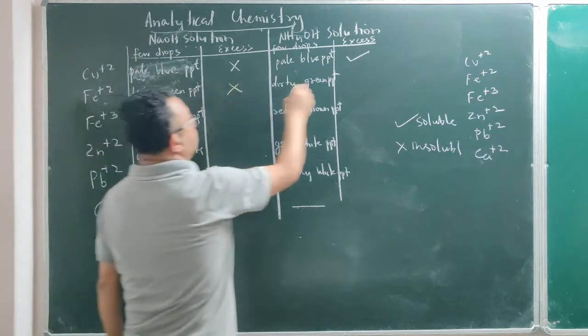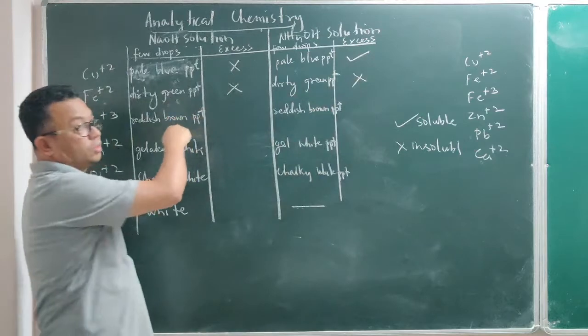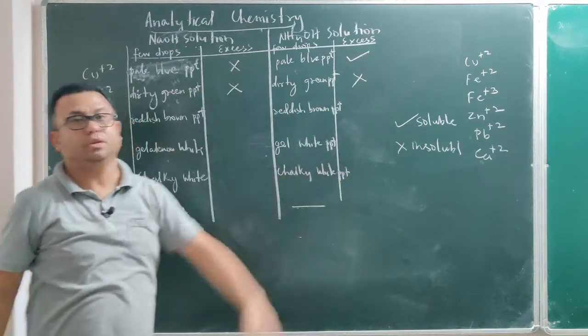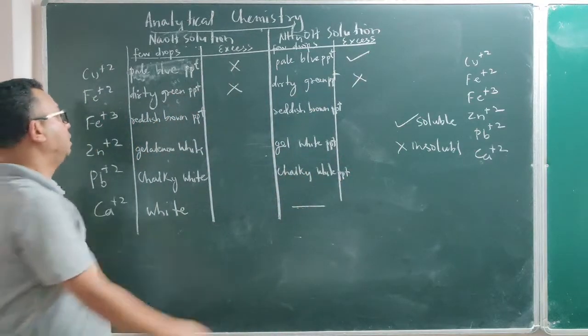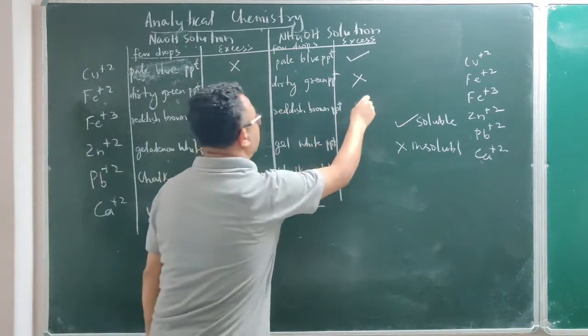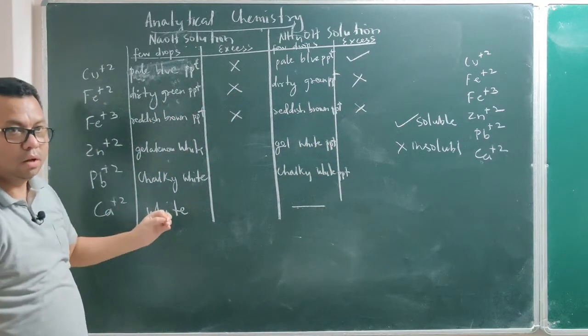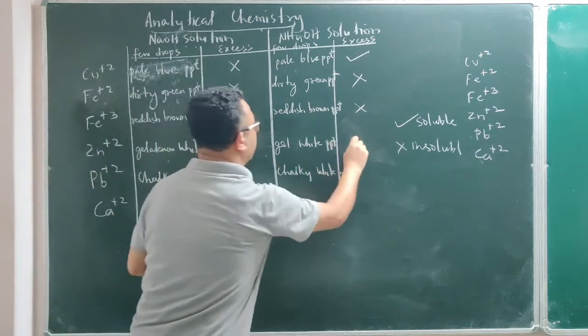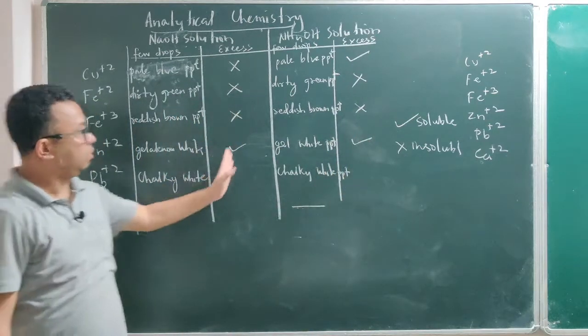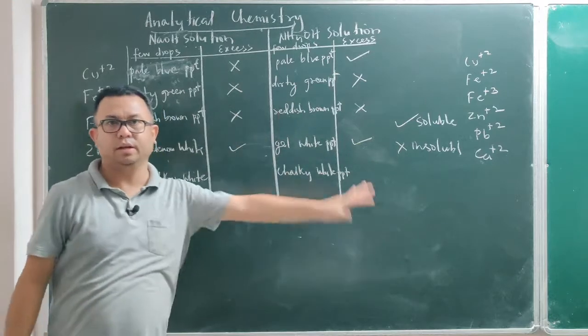Ferrous will not be soluble in both. In excess of sodium hydroxide it is not soluble, neither will it be soluble in ammonium hydroxide. Similarly, ferric is also not soluble in both. Zinc is the only one which is soluble in both. So zinc is the only one which will be soluble in this, and it will be soluble in that also.